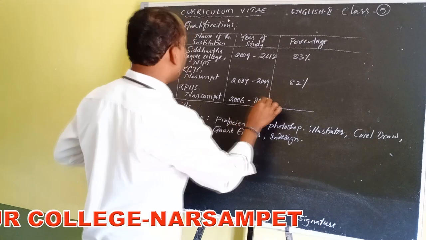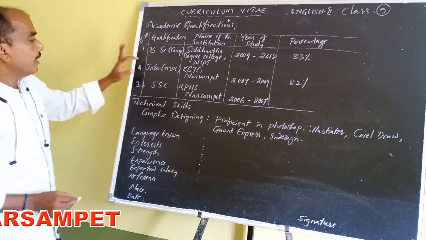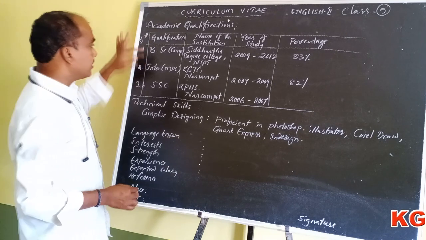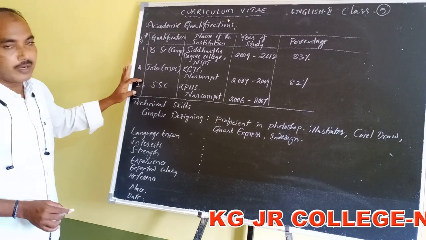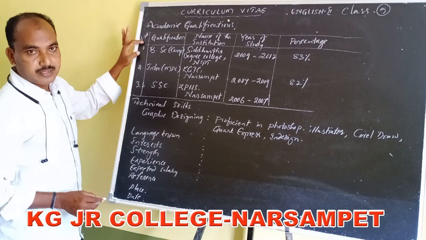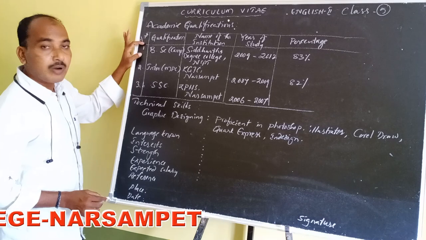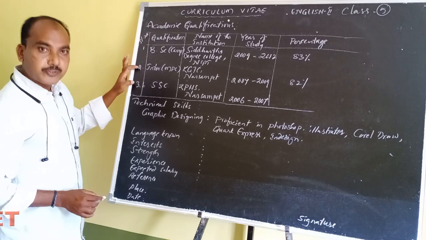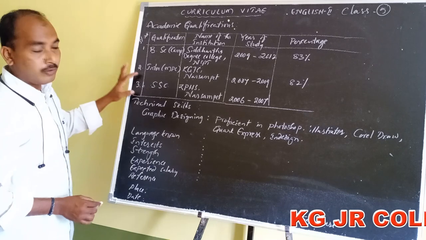Here three level qualifications we have mentioned. One is BSc, this is the higher one. Next one intermediate, and the least one is SSC. This system is called chronological order, means high qualification to low qualification. Keep in your mind, don't mention SSC first, then intermediate, and BSc last. First the higher qualification, BSc, after degree intermediate, after that SSC. In this pattern, in tabular form, you have to present.